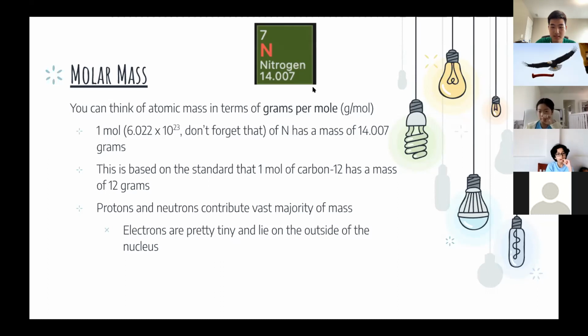So this is based on the standard that, this isn't exactly how it's expressed, but basically 1 mole of carbon-12, which is the type of carbon that has 6 protons and 6 neutrons, will have a mass of 12 grams. Exactly. And like I said earlier, protons and neutrons are where you get the vast majority of your mass. Electrons basically don't contribute any mass at all.